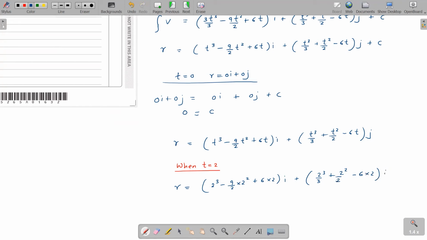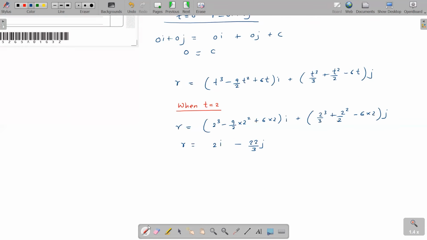How much is it? How much is the ij value? Two i minus 22 over 3 j. They want the distance OA, so you need to take the square root of it. So the modulus of this is the square root of 2 squared plus minus 22 over 3 squared. How much is it? 2 root 130 over 3 to 3 SF.